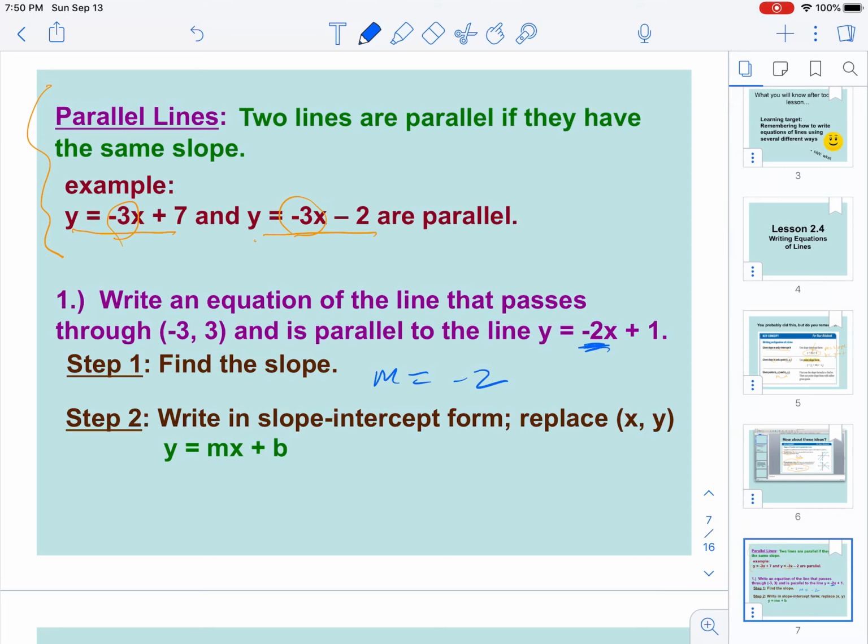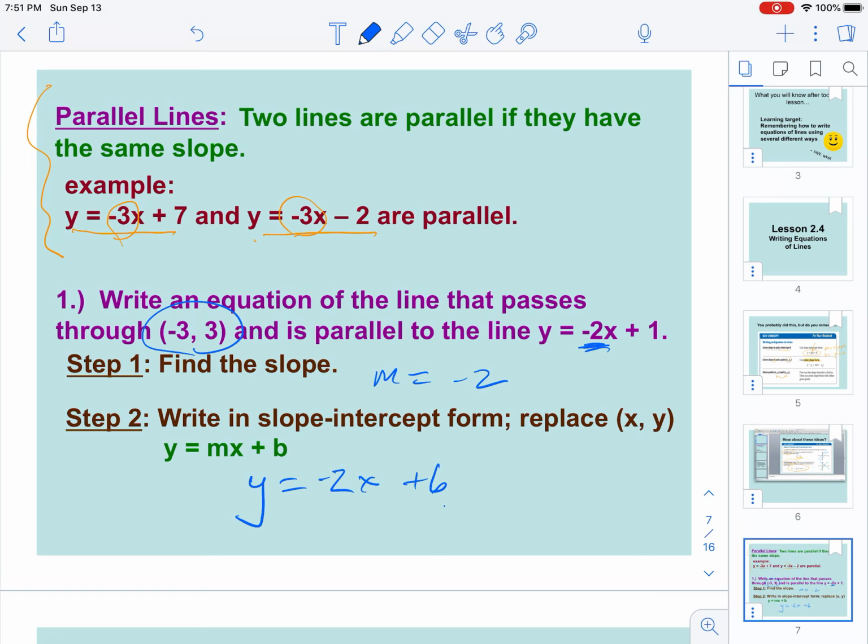I know that the slope was -2. So I am going to go y equals mx plus b, and I'm going to put my slope of -2 in that equation. That is the equation of a line that has the slope of -2 and a y-intercept of 6, but we don't know if that is exactly what's happening here. So we have to take it a step further.